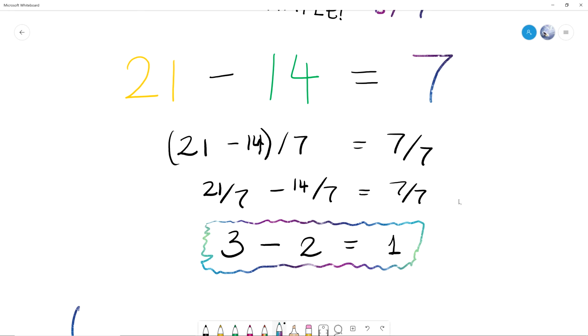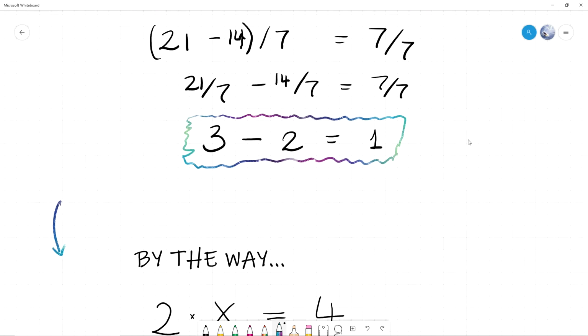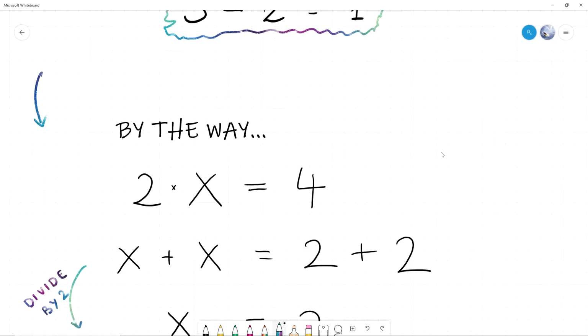And this example was just to show that the same way that we were doing pluses before, if this equation had minuses, I still can divide everything by the same number and get to another true equation, which is in this case 3 minus 2 equals 1. Perfect. By the way, Natalie, I want to show you something.